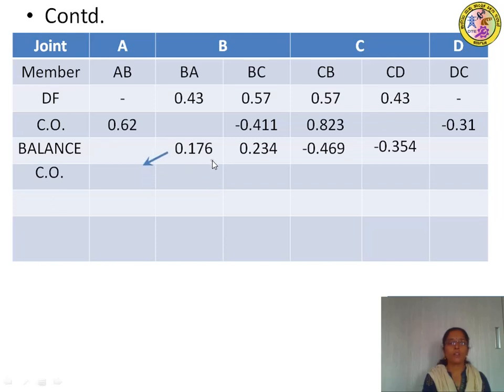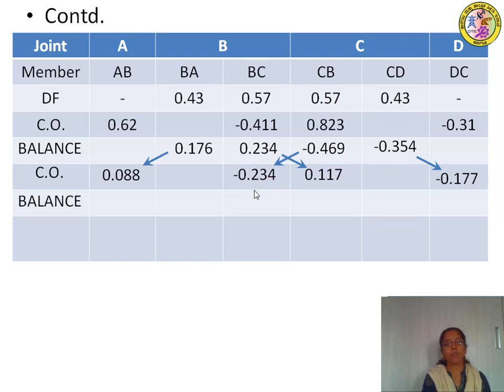Half of 0.176 will be equal to 0.088. From BC to CB, half of 0.234 will be equal to 0.117. From CB to BC, half of minus 0.469 will be equal to minus 0.234, and from CD to DC, half of minus 0.354 will be equal to minus 0.177. Now we will balance it. So joint B is imbalanced by minus 0.234. Therefore, balancing moment will be 0.234.